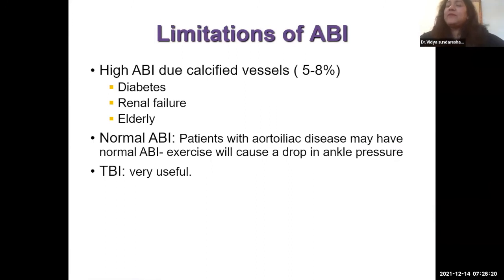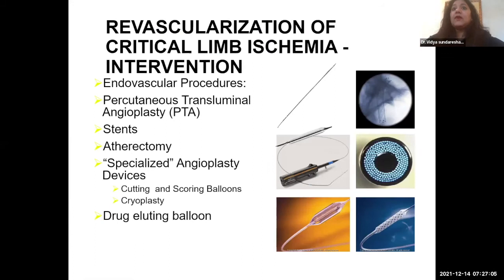I want to say that sometimes we see this wound and you're really sure there's a big problem there. The patient's diabetic, you know that there's going to be a problem with their perfusion, and you see a good ABI. That may be due to calcified vessels in diabetics, renal failure, elderly patients. So calcified vessels can spuriously give you a high ABI, although that necessarily does not mean that the patient has good perfusion. And then normal ABI, again, patients with iliac disease may have normal ABIs, but exercise will cause that pressure to drop. So some specialized tests with the help of your vascular colleagues may be useful there.